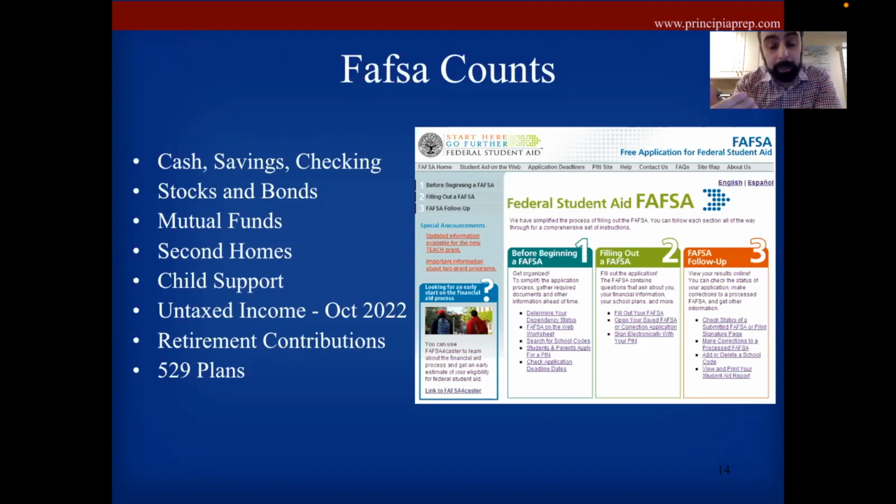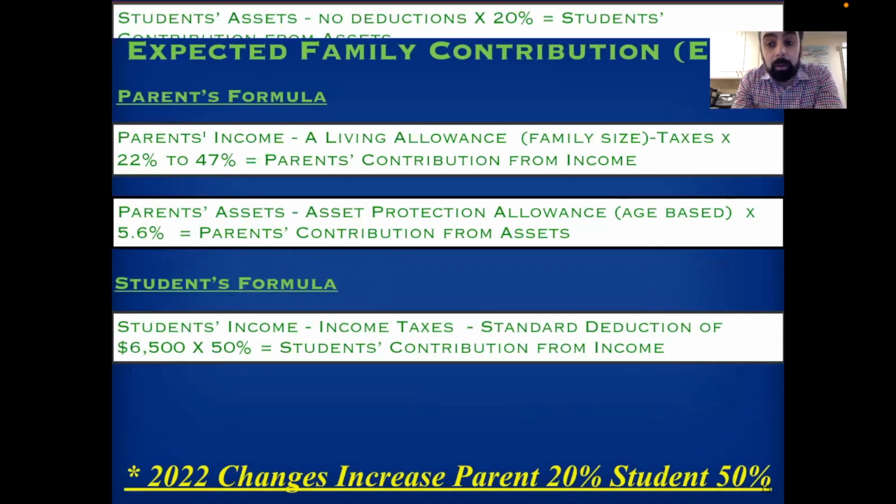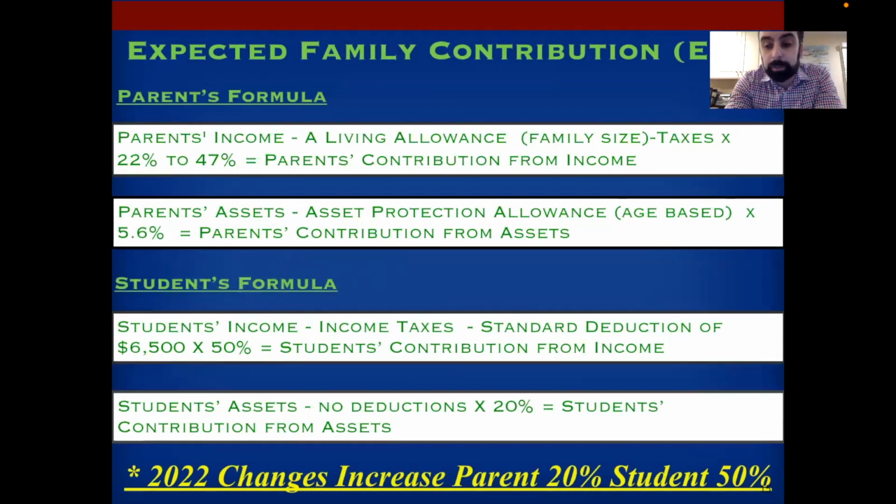Now, if you have a second property, those do count. So they want to know the equity in the second property on all these forms, by the way. That being said, let's talk about how they figure out your expected family contribution, essentially what they think you can pay towards the cost of college. Right here, you see the actual equation used. There are about 8 different versions of this, but this is a simplified version, which the majority of families fall into, of how they figure out what you can afford to pay for college or not.